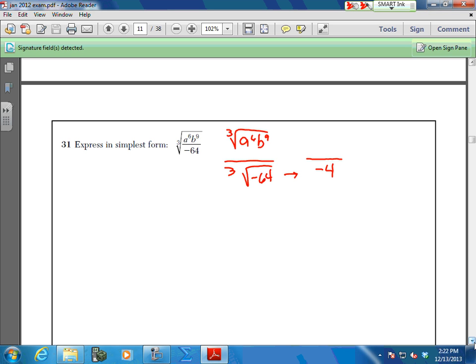Now the cube roots and the square roots work the same way. You take the index, divide it into that exponent. So 3 goes into 6 twice, and 3 goes into 9 3 times. And that's all you had to do for that one. Just watch that negative sign.